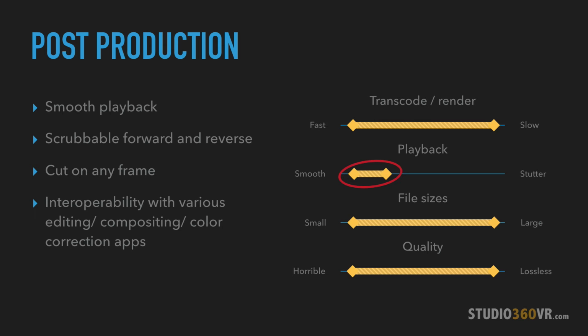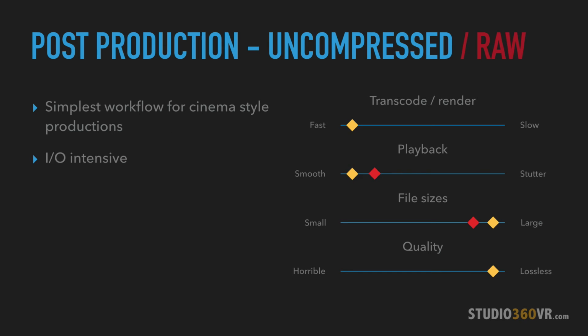And so I've changed the names on the graphs again for production. So what was encode complexity, we're going to call transcode and render now. What was decode complexity is playback performance. Compression is still file sizes, and quality is always just going to be quality. So if you're working with uncompressed or RAW, usually you would do this because your camera was shooting RAW.